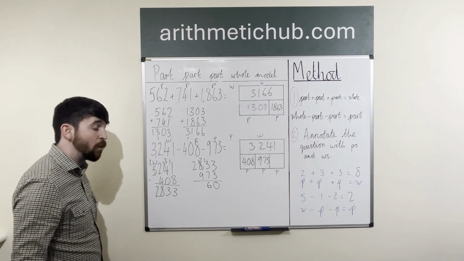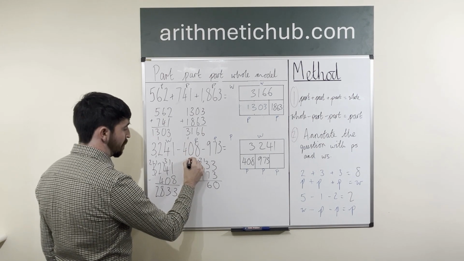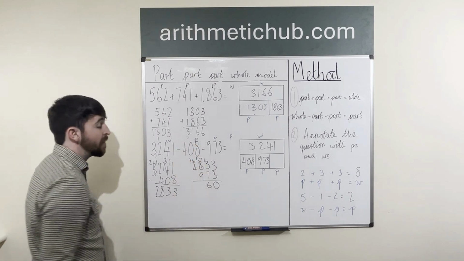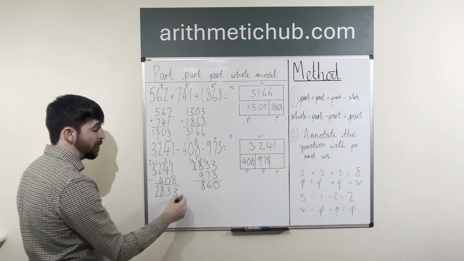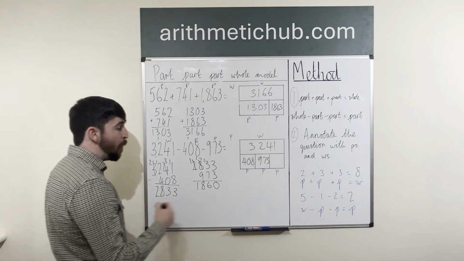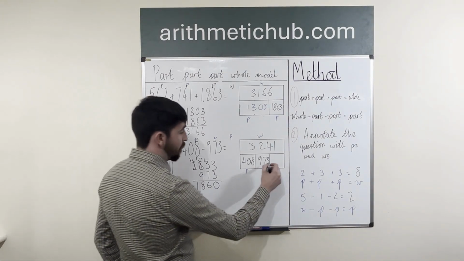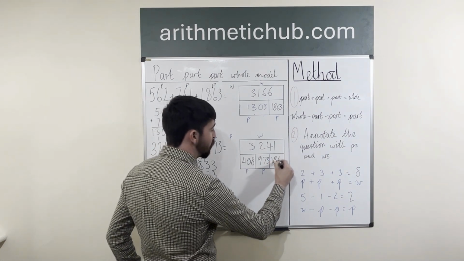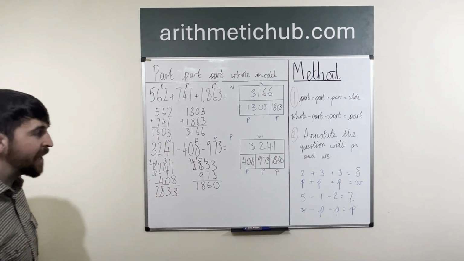7 take away 9 I also can't do, so I need to exchange again. Exchange from the 2 to make it 1. 17 take away 9 is going to give me 8, and then 1 take away nothing is going to give me 1, okay? So now I know what my final part is. So my final part is going to be 1,860.